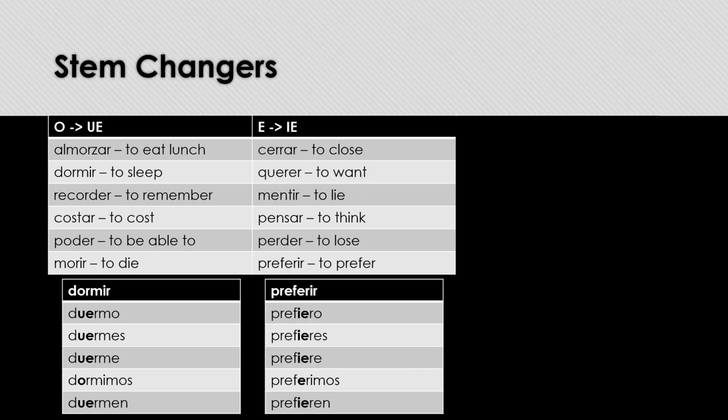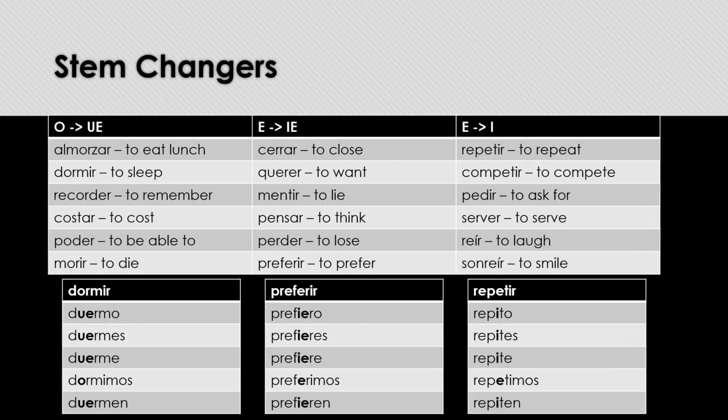Now let's look at an E to IE stem changer. A commonly used verb with this is preferir, which means to prefer. This is a stem changing IR verb as well. You can see the endings are exactly the same except that now the E has changed to an IE in all forms except the nosotros. An example of an E to I that does this is repetir, which means to repeat. You can see that the changes hold the same way in this verb as well.